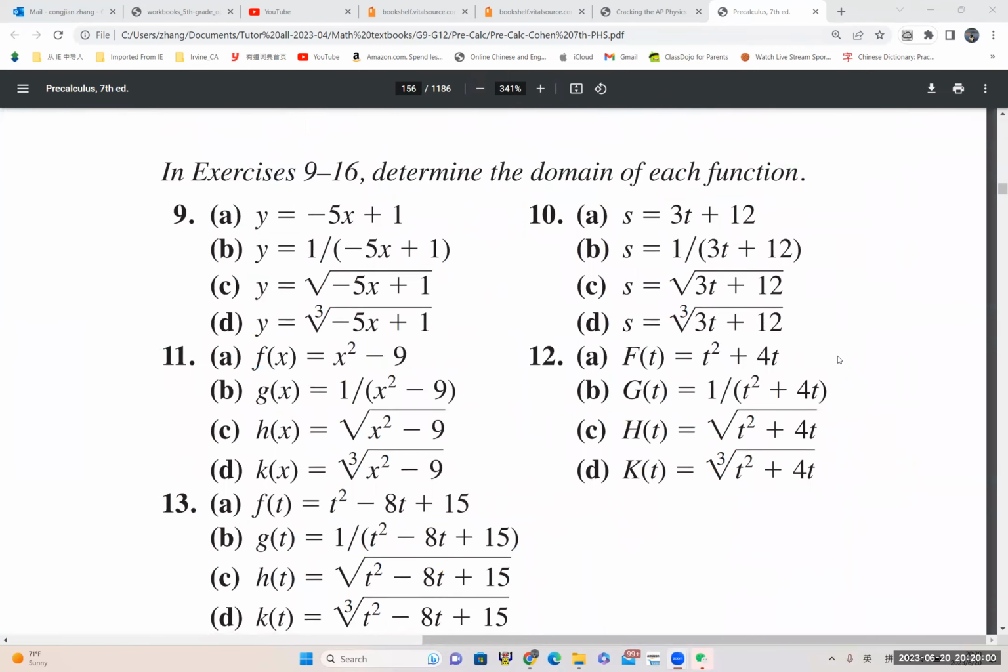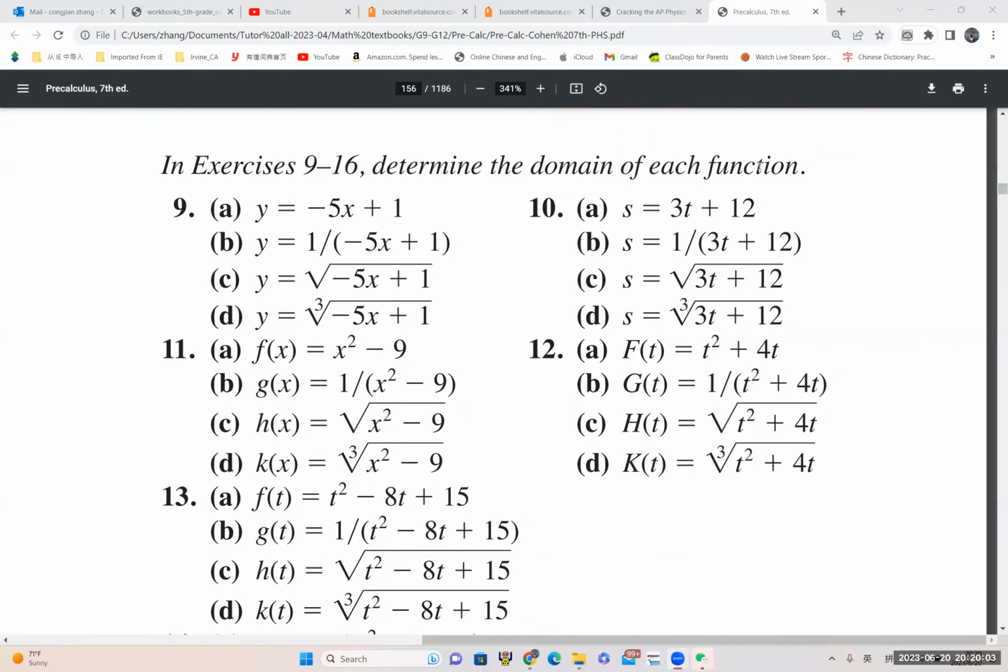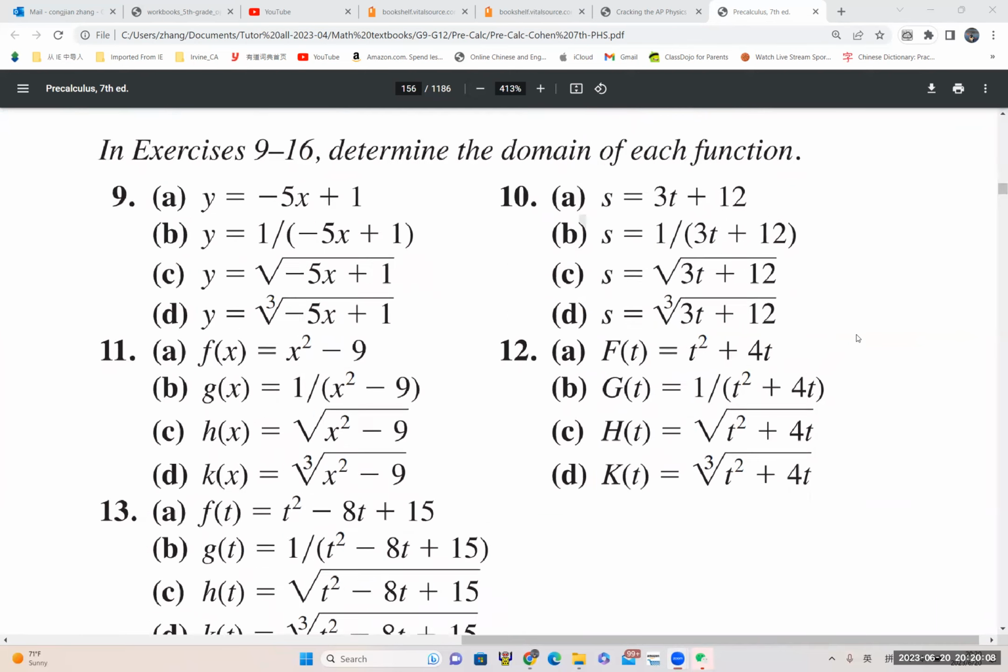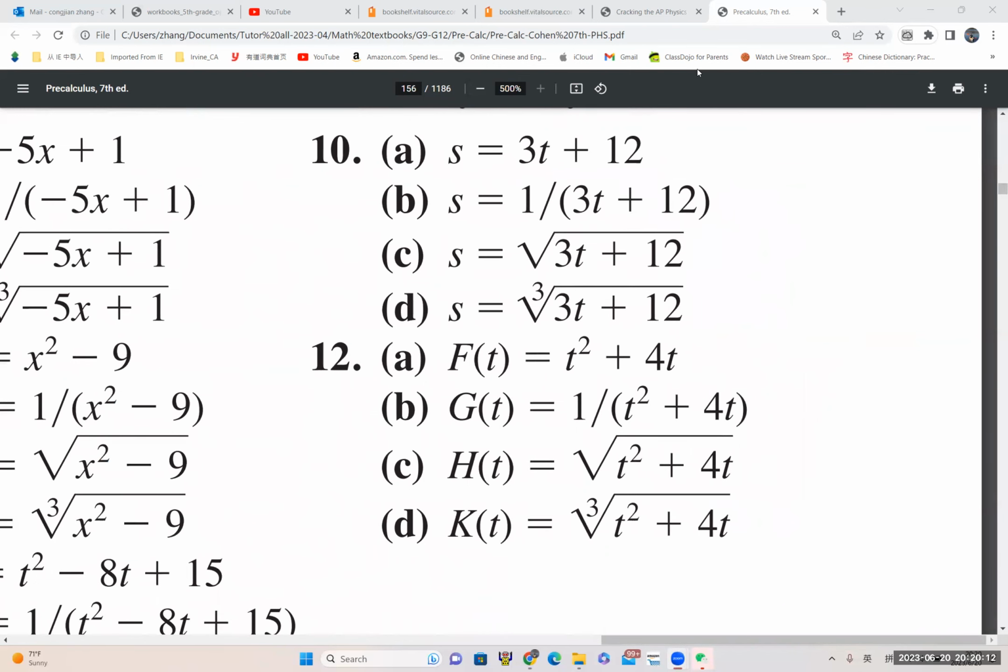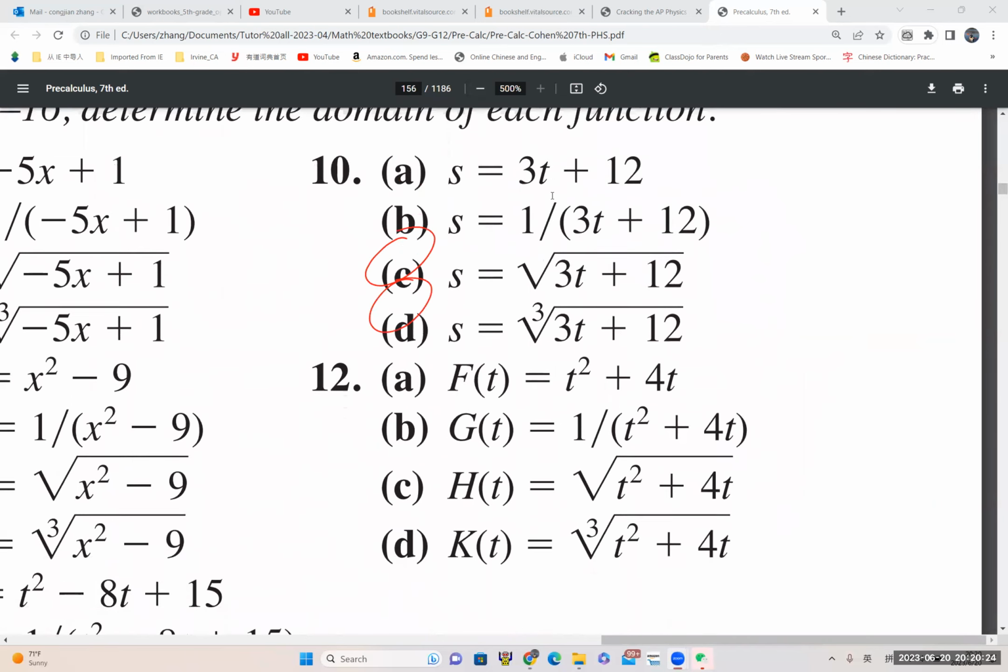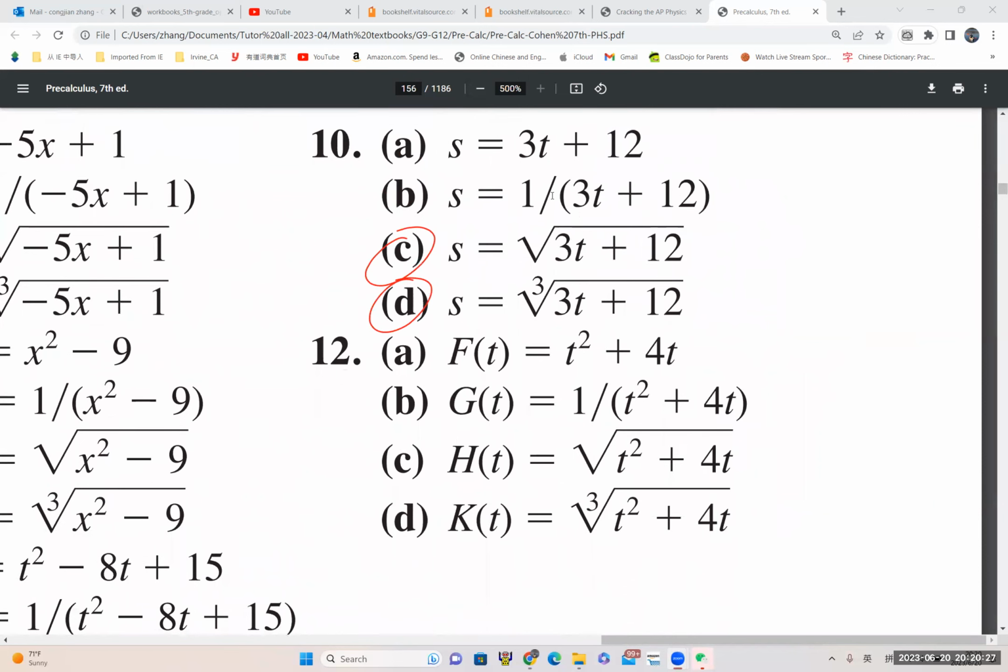If it's easy, we'll just skip. Domain of each function for problem 10. Can you just do this and this? I suppose just show its domain, right? Yeah, just show the domain. Ray, you can just write your answer on the screen.